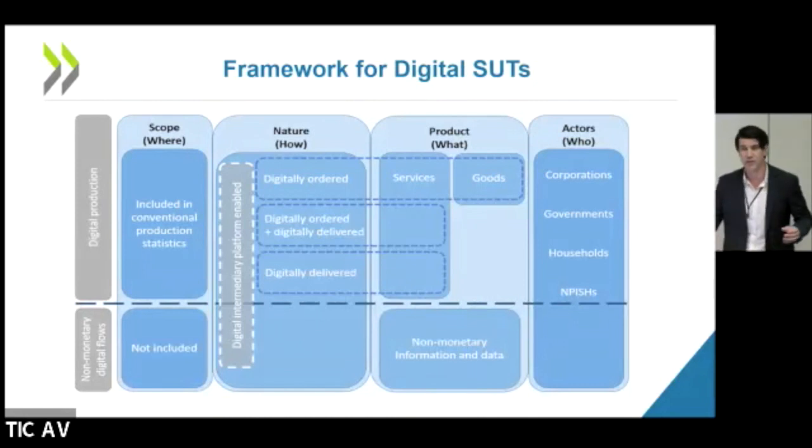For those that it's new to this, I would suggest that what we're really focusing on here is the how, the nature of the transaction. So the digitally ordered, and then the digitally delivered. What we're really trying to get away from is just delineating a certain product as digital or not digital, or delineating a certain industry or unit as digital and not digital, because we know that there's a large digitalization aspect with all products in the economy, not necessarily the way they're made, but the way that they're ordered and delivered.